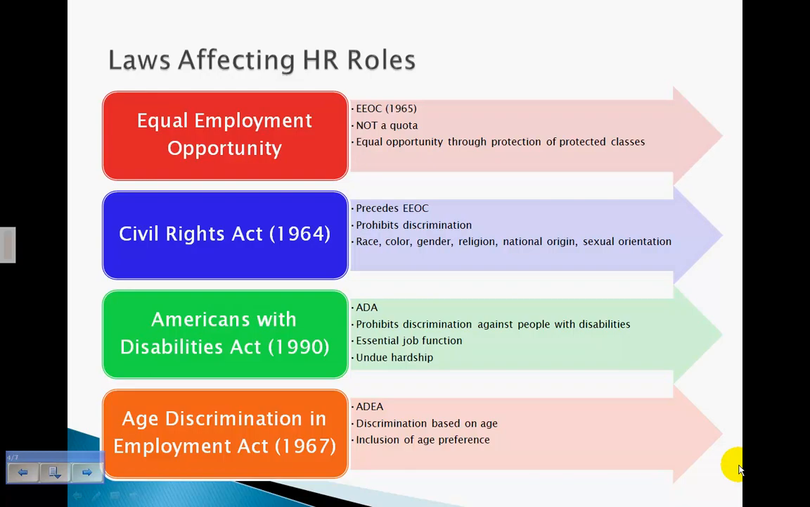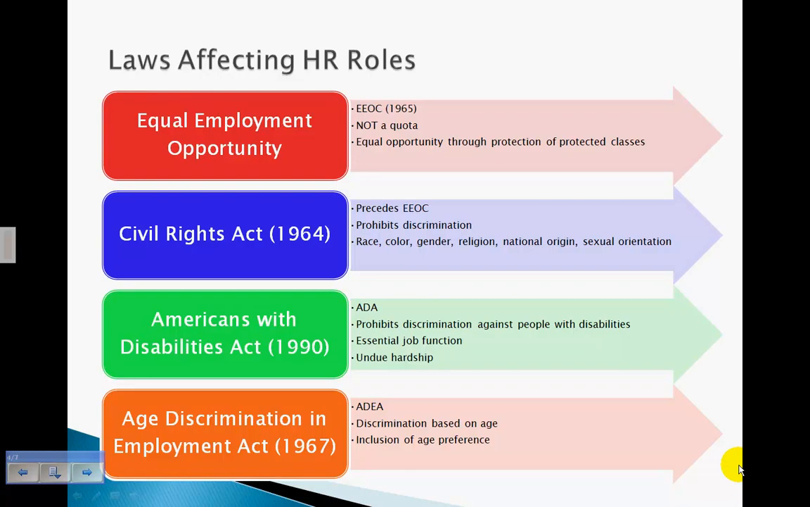Are you missing an opportunity to reach out to groups that you may not have considered, and therefore limiting the talent that you can bring into your organization? So in 1964, the discussion was around protection, and it does prohibit discrimination on race, color, gender, religion, national origin, and I've added here sexual orientation. Minnesota is one of the 21 states that have included sexual orientation under the protected classes.